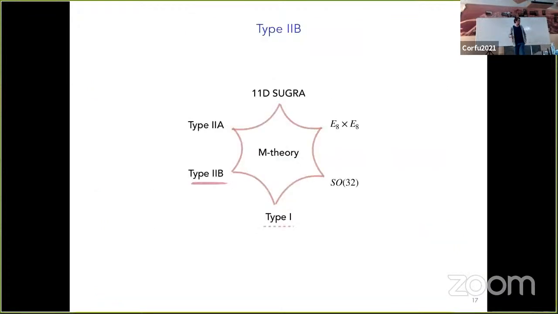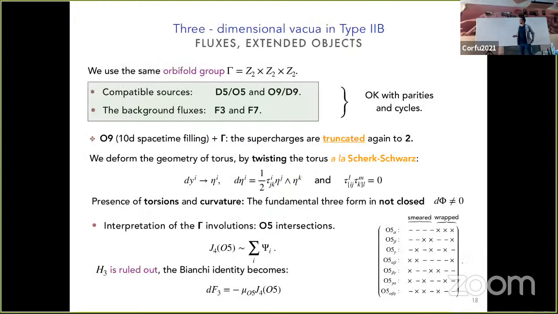So I have like 2 or 3 minutes probably. Two words about the type 2B results. Of course, the spectrum is different. Of course, the planes and the local objects that we can consider are different.